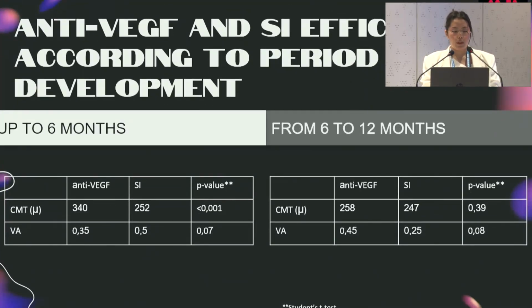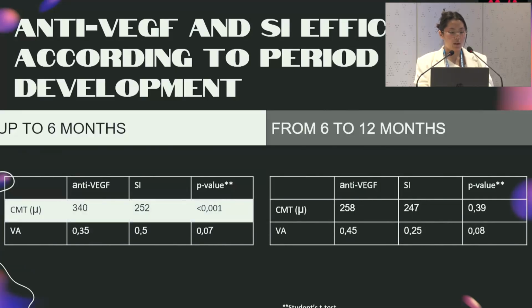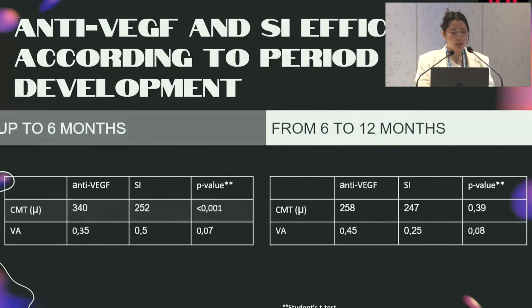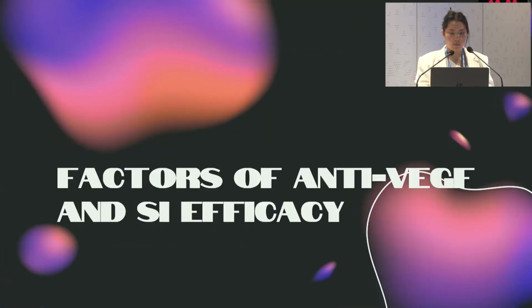We observed a difference in anti-VEGF and steroid implant efficacy according to the period of macular edema development. Up to 6 months, we observed a statistically significant central macular thickness reduction in the group with steroid implant. From 6 to 12 months, we observed a tendency to statistical significance in the group with anti-VEGF therapy.